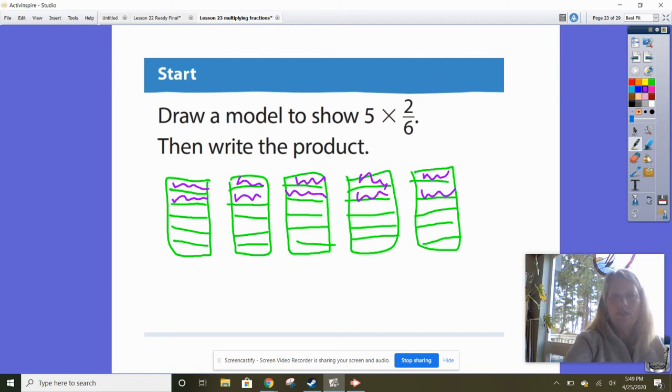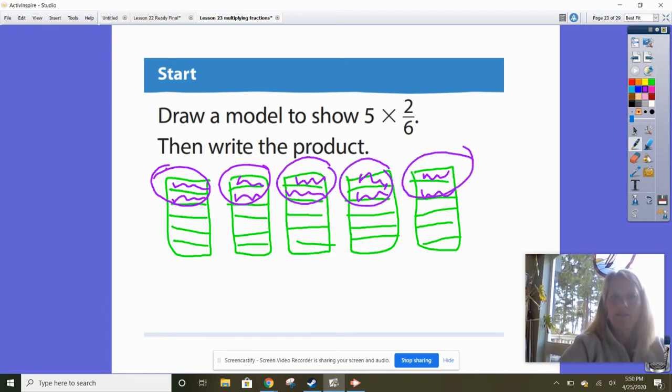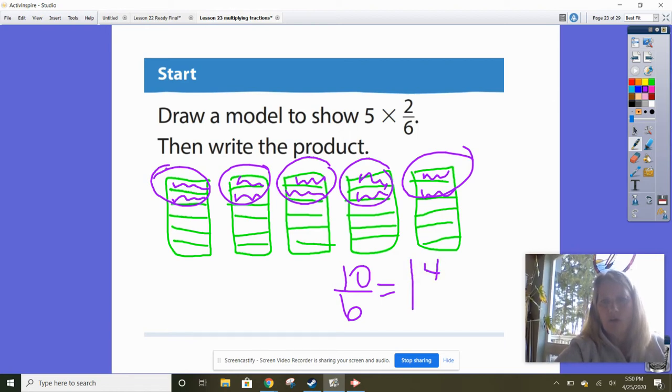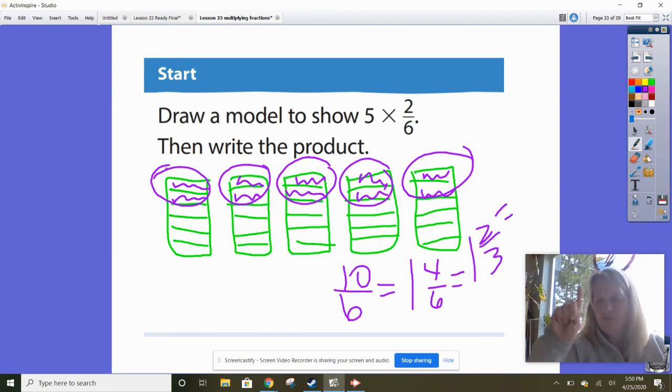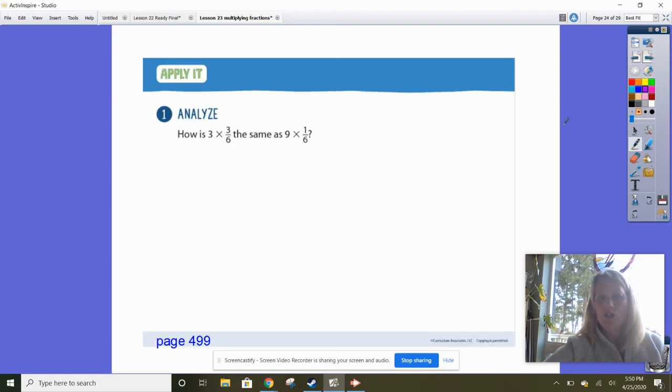Well, 2/6, 2/6, 2/6, 4/6, 6/6, 8/6, 10/6. Okay, so we've got 10/6 is the product, or 10 divided by 6 is 1 and 4/6, which is equivalent to 1 and 2/3, which is equivalent to, decimal friends, I agree, 1.66 hundredths. It is a repeater. All of those answers are correct for the product of 5 times 2/6.